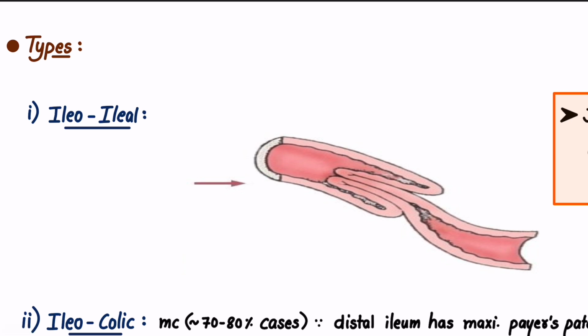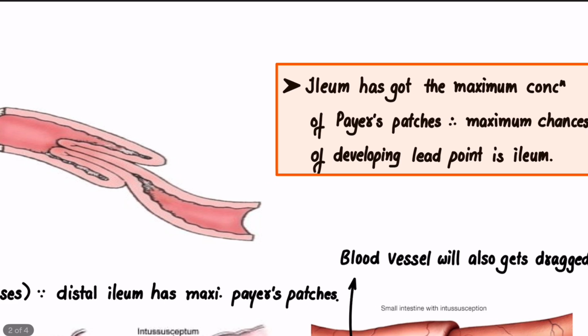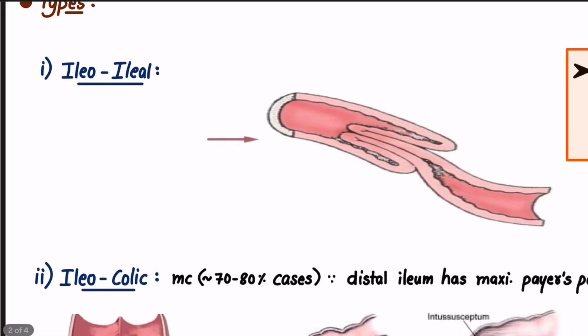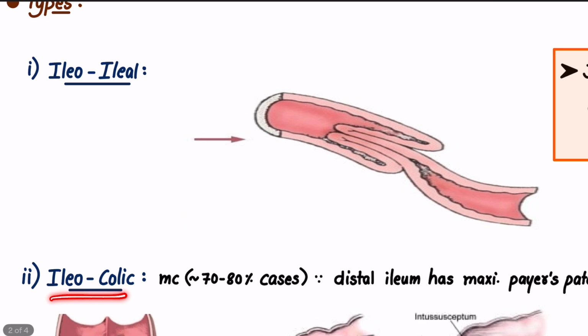Now one thing you will notice is that ileum is very common in cases of intussusception, and that is because, as I have just explained, ileum has the maximum concentration of Peyer's patches. Therefore the maximum chance of developing a lead point is in the ileum, because as you all know, the most common cause of intussusception is Peyer's patches hypertrophy, and Peyer's patches are maximum in concentration in the distal part of the ileum, so that will act as a lead point. So either ileum is within ileum or ileum is within colon.